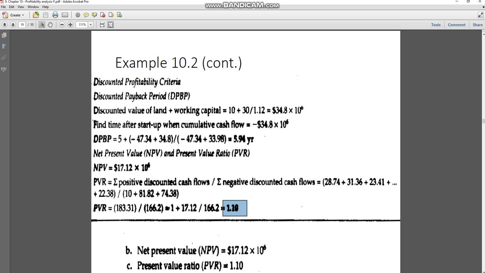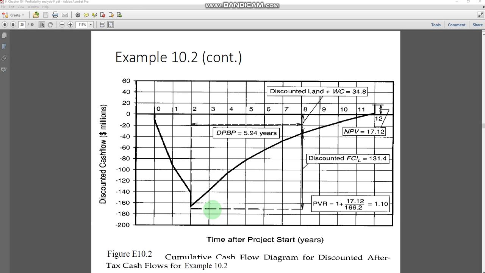Okay, so this is all for example 10.2, and on this graph you can also see the representation of these numbers. The discounted payback time is 5.94 years. The present value ratio is 1.10. The discounted fixed capital investment is 131.4, and the net present value is 17.12. Then there is the discounted land plus working capital. You can also calculate this number by yourself; it will be equal to $34.8 million.